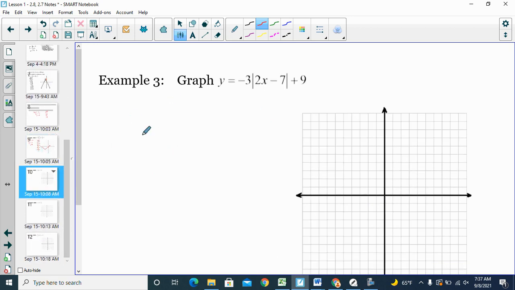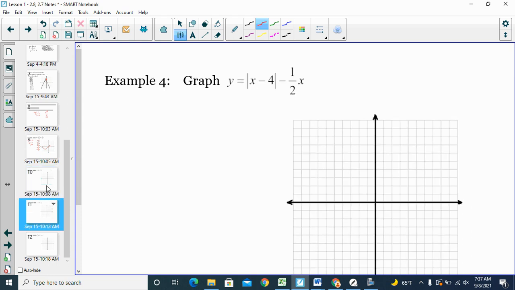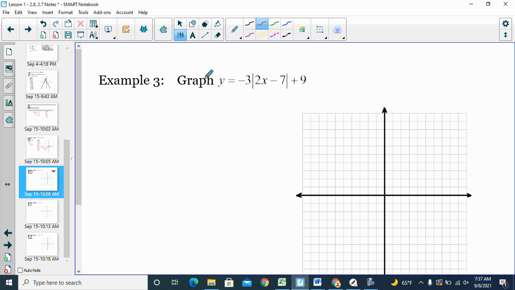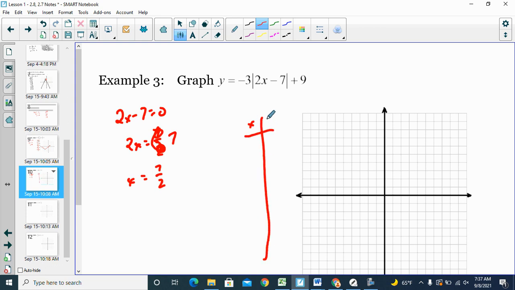Go ahead, you try this one on your own. Pause the video, see if you can do it. I'll show you the solution here in a minute. So we're going to start by setting 2x minus 7 equal to 0 and solving. Set up an xy chart. 7/2 goes in the middle. 7/2 is 3.5. We need 2 points on each side. Those would be the easiest numbers to plug in. Plug them in.